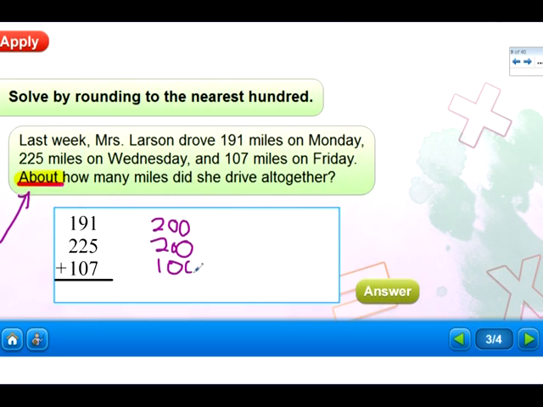100. So what I've done is I've estimated those numbers so I can say that 191 is close to 200 miles. 225 miles is close to 200 miles. 107 is close to 100 miles. Checking our answer now, we can add these up. 100 plus 200 plus 200. I say it's about 500 miles. And we can check our answer. Our answer says about 500 miles. We got it correct. Excellent.